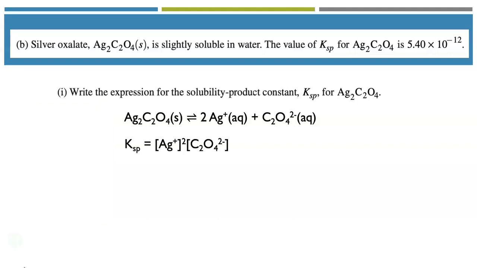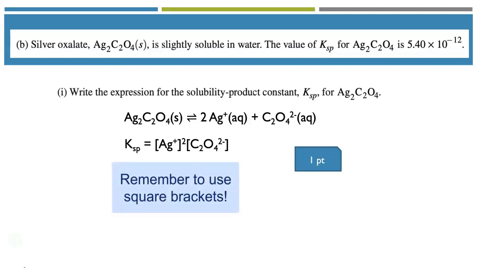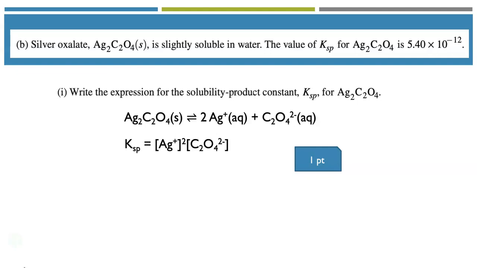And so we can write a KSP expression. Coefficients become exponents. We leave out pure solids and pure liquids, and so our denominator is 1. And the KSP expression is literally the silver ion concentration squared times the oxalate ion concentration. And this is what you needed to write down for 1 point. It's just the KSP expression. You didn't have to write out the balanced equation. It's just a really good idea.